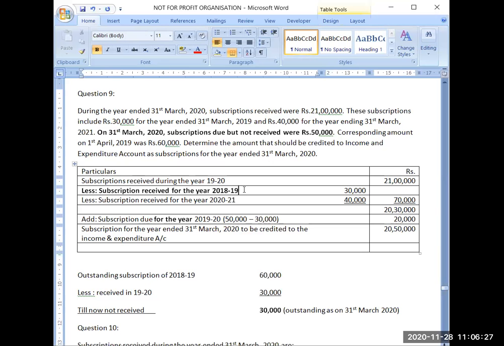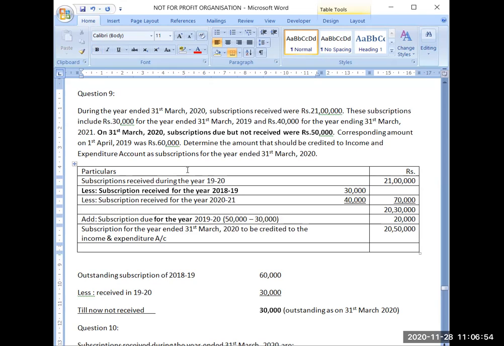That will be deducted, and the subscription received for the next year, that will be deducted. Subscription outstanding for the current year will be added, and subscription received, if any, last year, you have received any amount for the current year. Last year advance any amount you have received, that will be also added here. But because this is not given in the question, that's why we are not adding that.